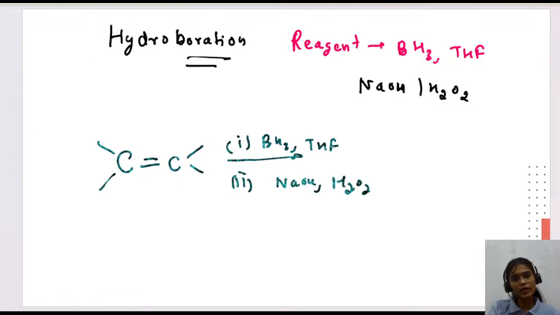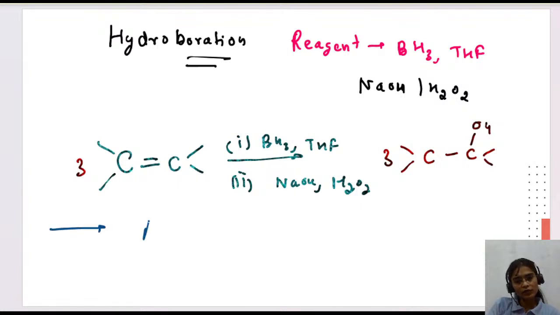So this is simple, and in this reaction we start with an alkene, and BH3 is able to convert the alkene into an alcohol. In this reaction we are going to follow anti-Markovnikov addition. So in this one we follow anti-Markovnikov addition.